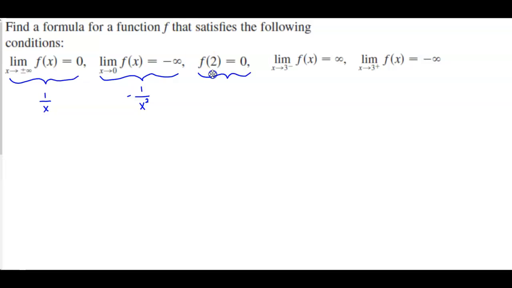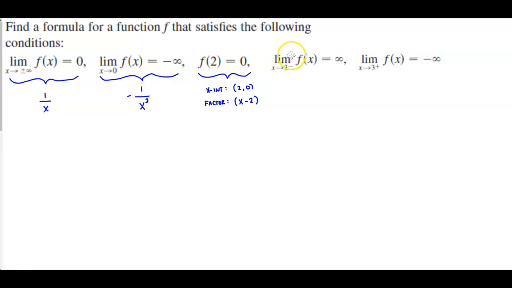Okay, now we have f of 2 is equal to 0. So what does that tell us? Well, that tells us that there is an x-intercept at (2, 0), which means there is a factor in the numerator that would be x minus 2. So we know that this would have to go in the numerator because of what's given here, which is an x-intercept.